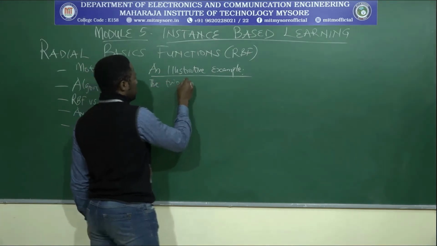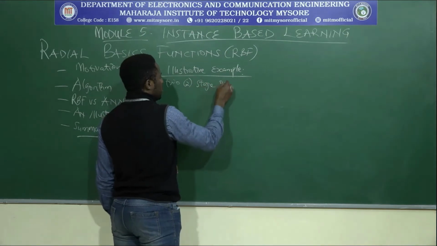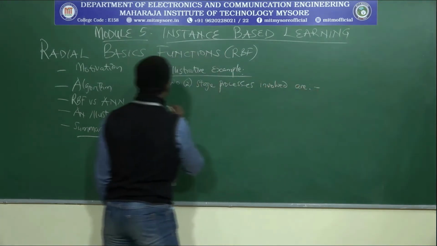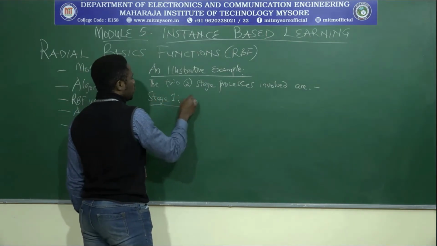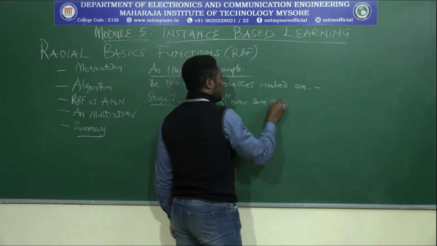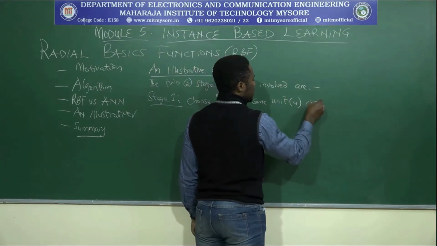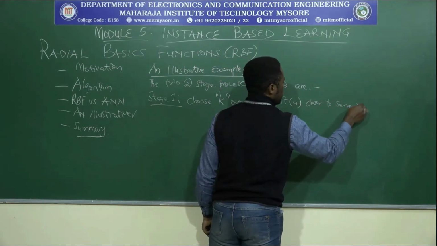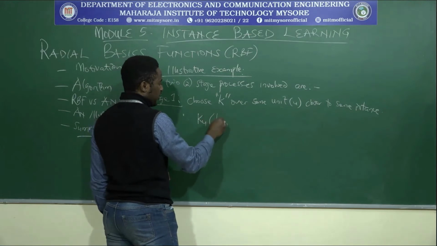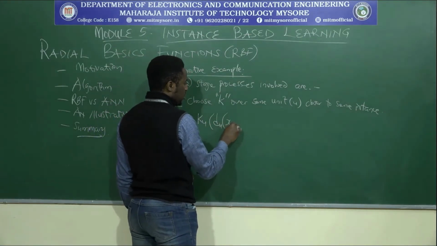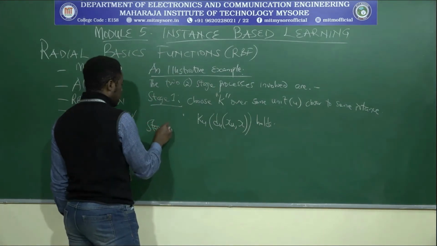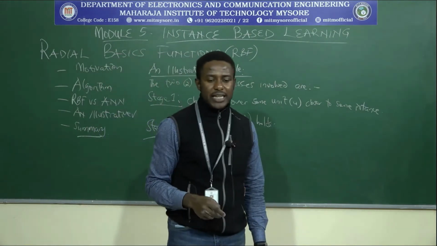The 2-stage processes involved include, the first stage, stage 1: we choose K units, close to some instance, such that the kernel distribution is over the distance between X_u and X. And stage 2 says what? In stage 2, we need to do what now?